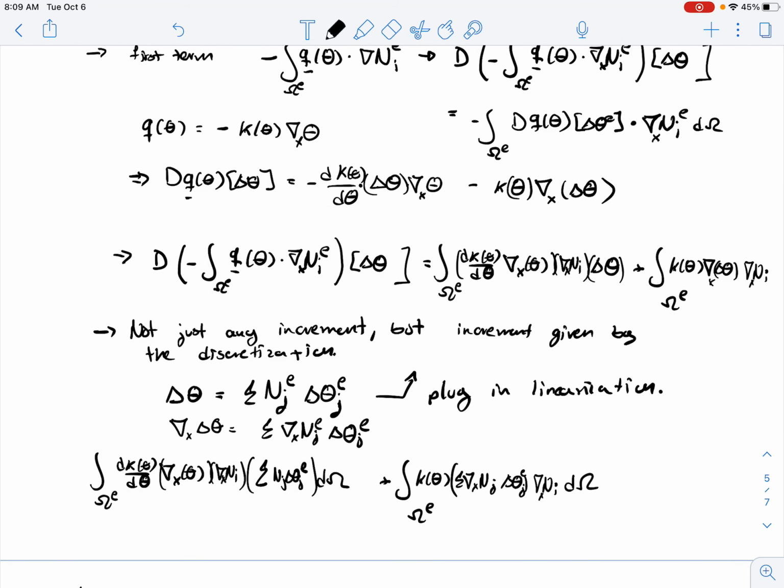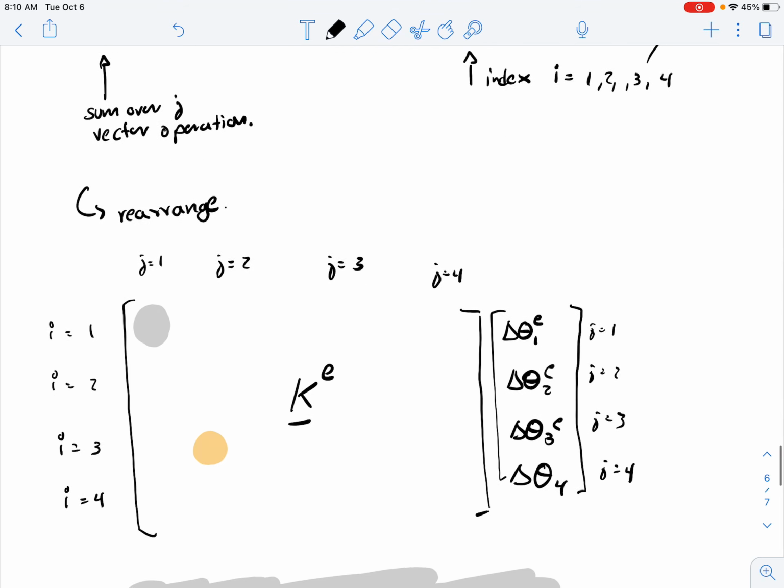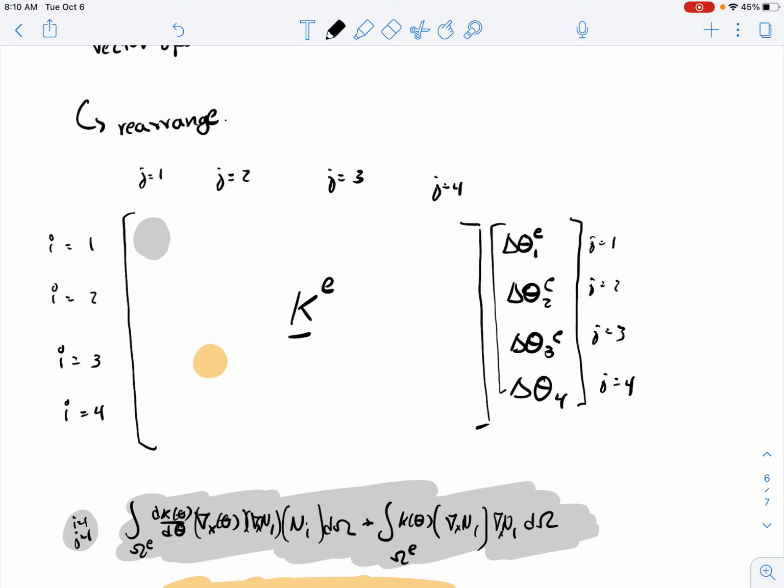And then, because we want the derivative with respect to the degrees of freedom, or the linearization with respect to the degrees of freedom, then not just any increment, but an increment that is basically aligned with my degrees of freedom. So if you do that, then you are essentially taking the derivative with respect to your degrees of freedom. When I plug in this increment, because the directional derivative is linear, I can always pull out the increments, and I'm going to end up with some matrix times the increments.